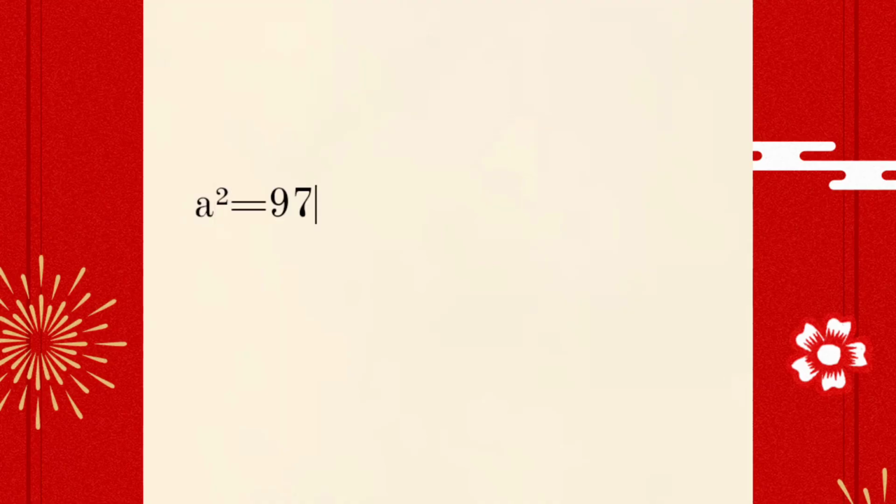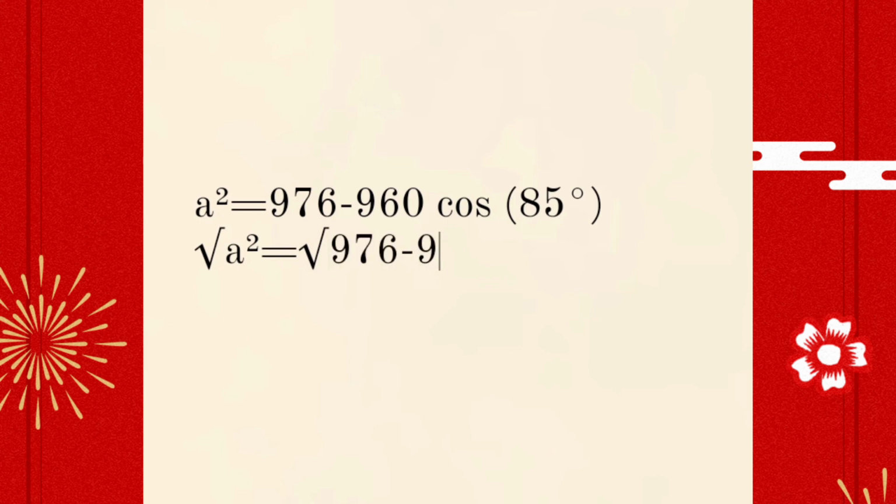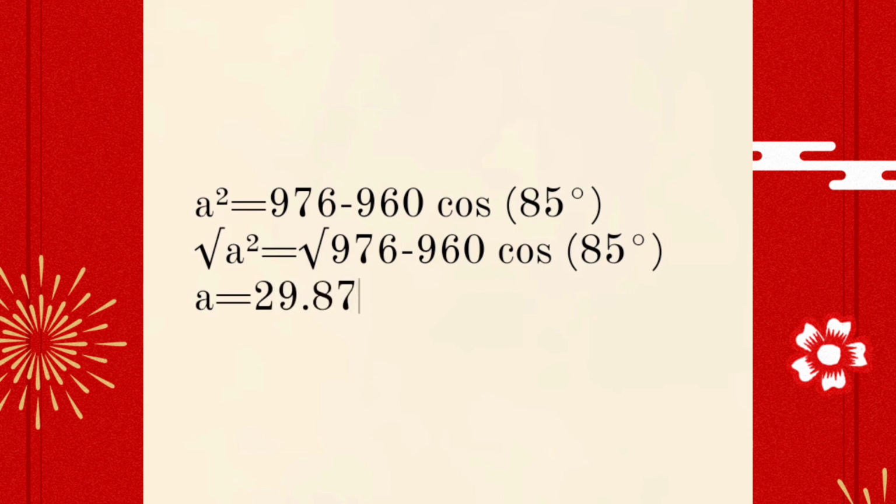a squared is equal to 576 plus 400 minus 960 cos of 85 degrees. After that, we're going to add the two like terms. So a squared is now equal to 976 minus 960 cos 85 degrees. Then we're going to have the square root of a squared is equal to the square root of 976 minus 960 cos of 85 degrees. You can use a calculator in solving this one. And after that, we have the answer, which is a is equal to 29.87.